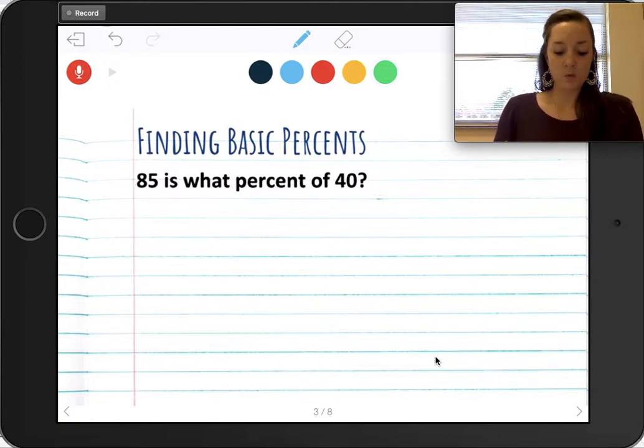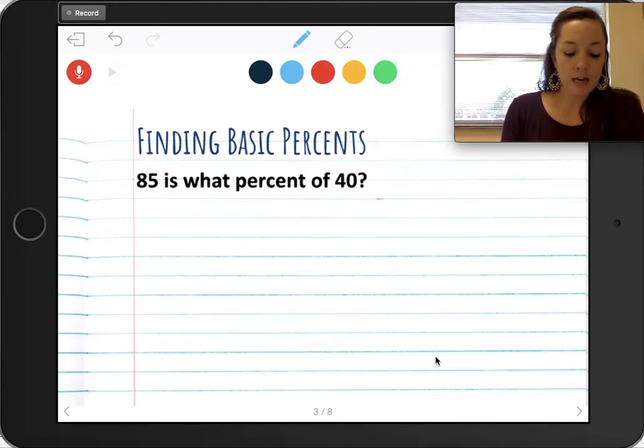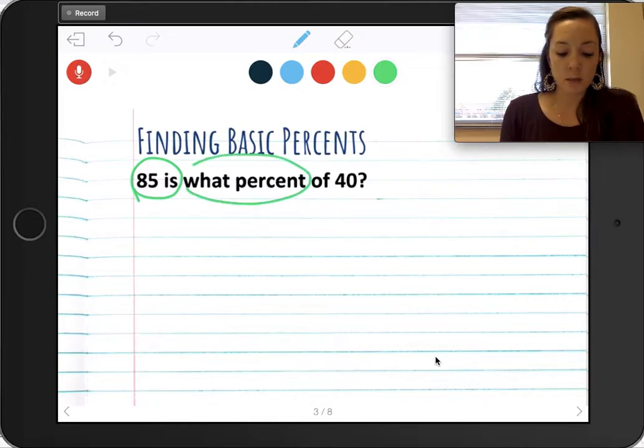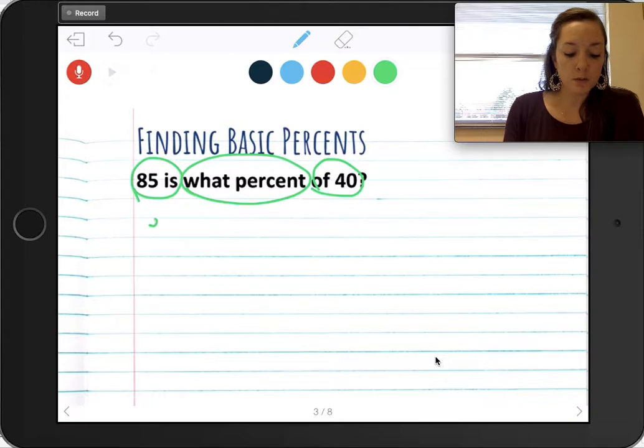So, 85 is what percent of 40? Let's circle the important things here. So we have 85 is, we have what percent because we don't know the percent, and then we have of 40. I like to use the proportion. So I'm going to do percent, and I'm always going to write this so that I put my numbers in the right place.